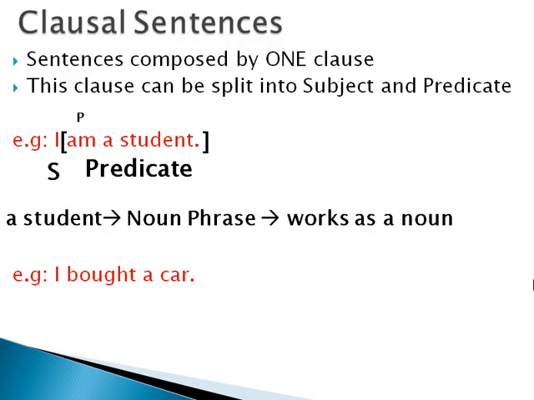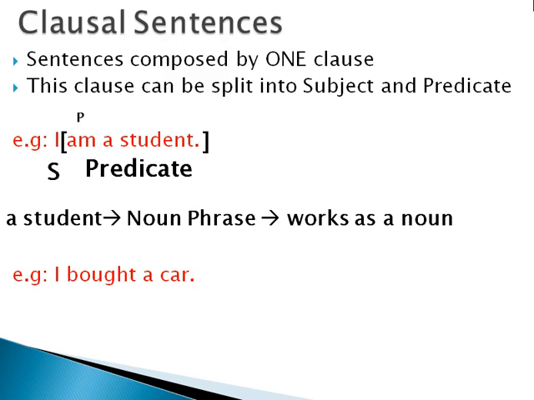A student is a noun phrase that works as a noun. Remember the definition of a noun phrase: it normally works either as the subject or object in the sentence, sometimes as a complement. Okay? So a student works as a noun and is linked.